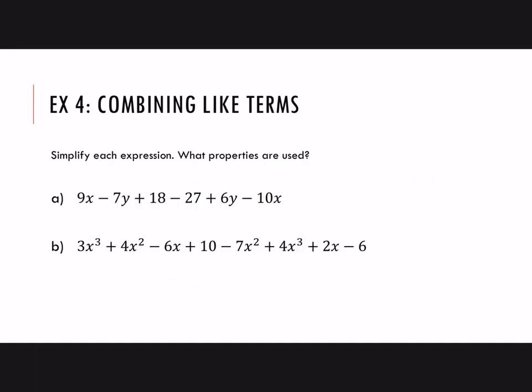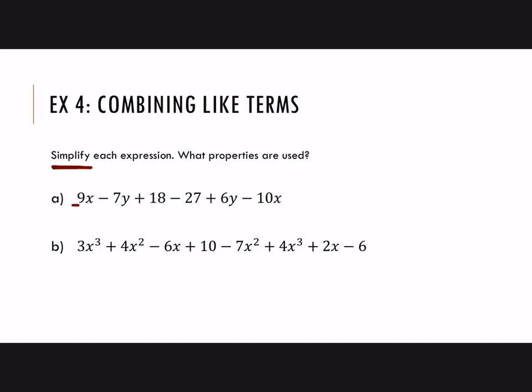All right, simplify each expression. So now the instructions are a little bit more vague. Basically, we want to combine all the like terms, do any distributing that's necessary, and we usually write things in standard form. So we start with variable terms, and then we write the constants towards the end. Okay, so what properties do we need to use to do this?